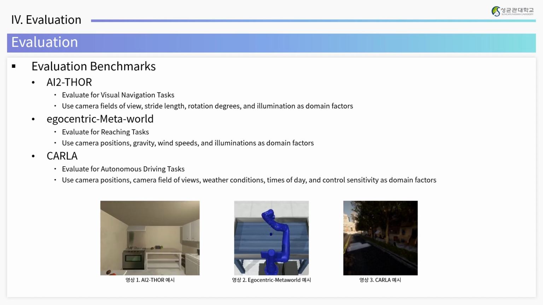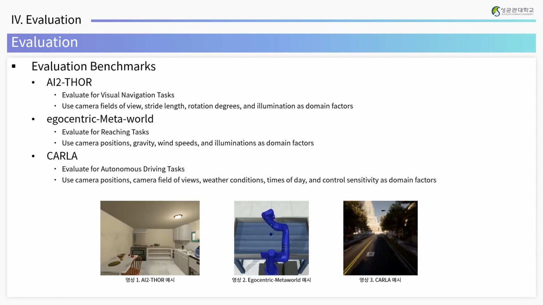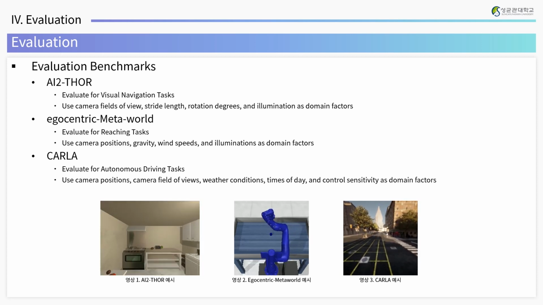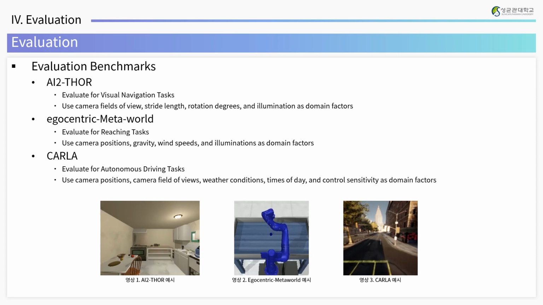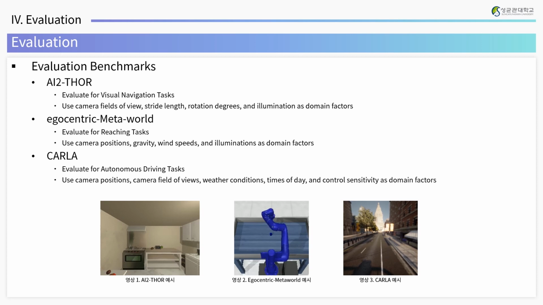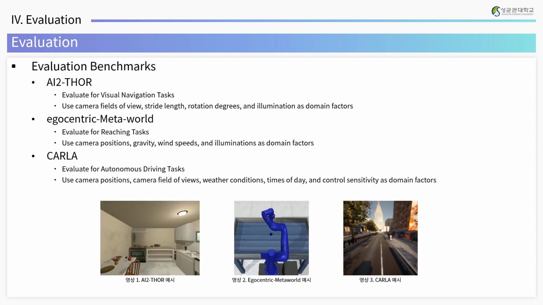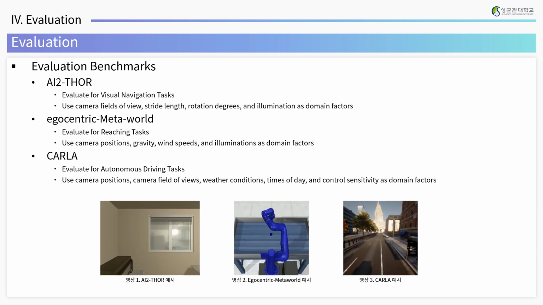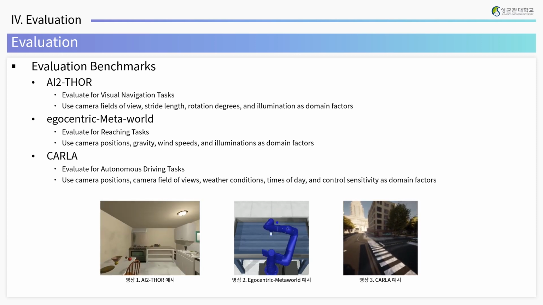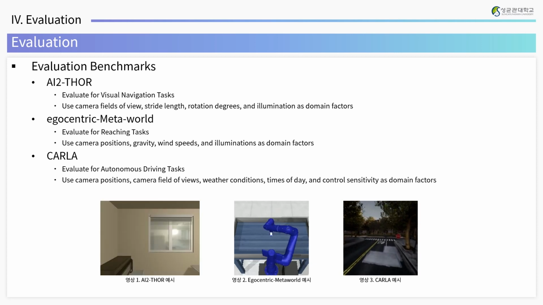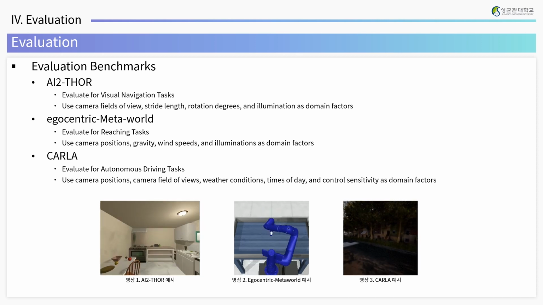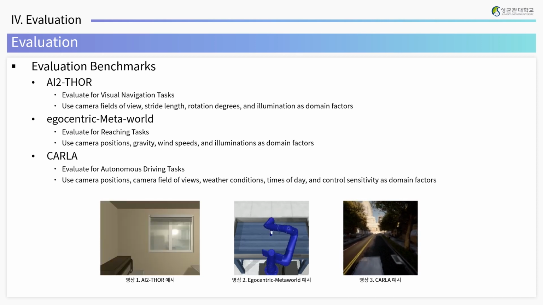A figure shows our experimental simulators, and we use AI2-THOR, MetaWorld, and CARLA environments specifically configured for embodied agent tasks with dynamic domain changes. These environments allow us to explore various domain factors such as camera settings, stride length, rotation degree, gravity, illuminations, wind speed, and others.